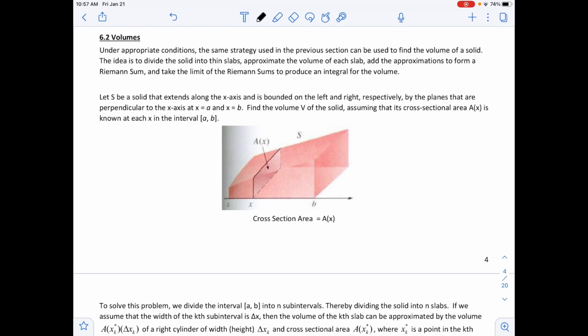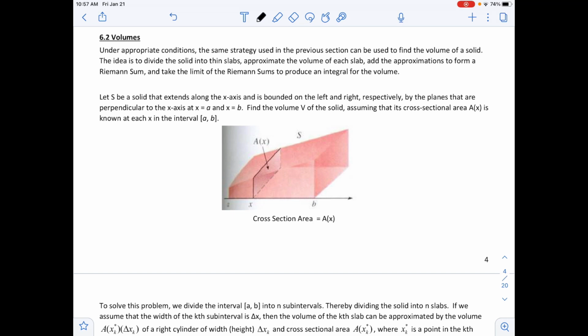And you can see in the picture down below at A and at B. Find the volume V of the solid, assuming that its cross-section area A(x) is known at each of the intervals. So pretty much it's like if you had a cake and you were to cut it into pieces, and think of a rectangular cake like in the picture, and you can find the area of each of those slices of cake. You can cut out a small cross-section area or a piece of cake, and you can calculate the area of that, and then by adding up all those little areas, you can get the total volume of that cake.